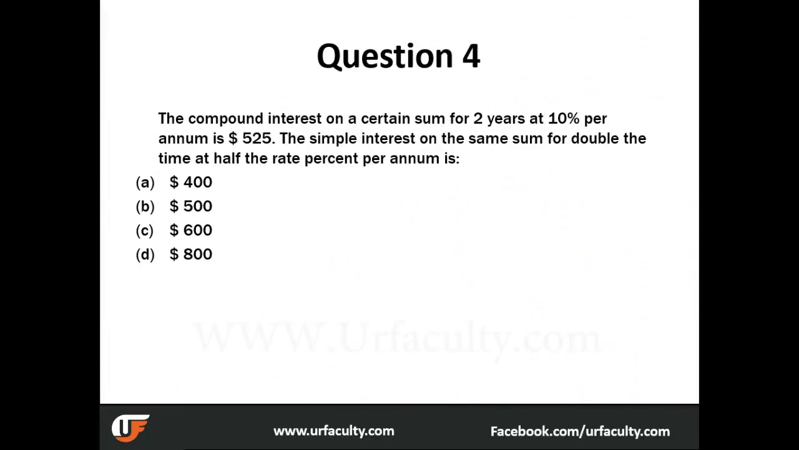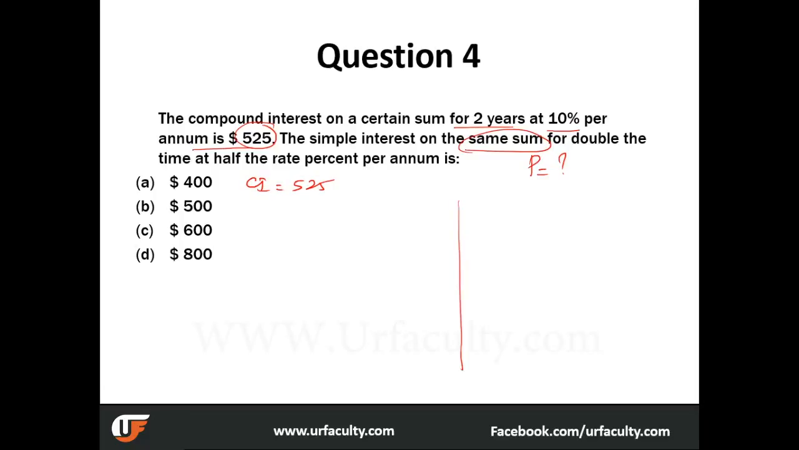Okay, compound interest on a certain sum for 2 years at 10% per annum is 525. So what they are saying is the compound interest is 525. The simple interest on the same sum for double the time at half the rate per annum is? So what we don't have in this equation is the principal, right? And that's why they're saying same sum for double the time at half the rate. Okay, so how do you arrive at the principal now?